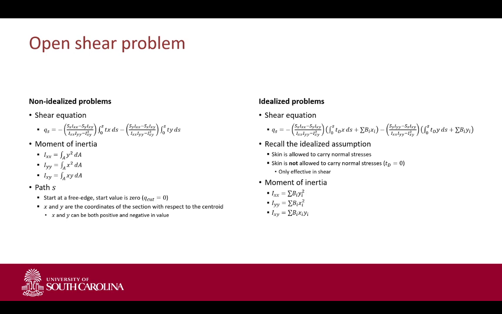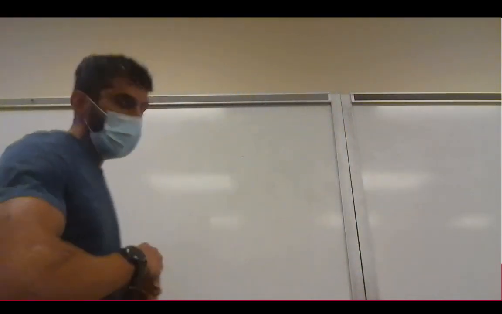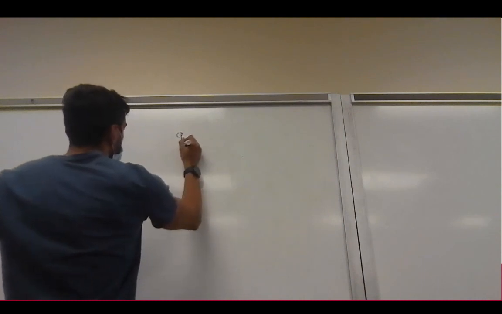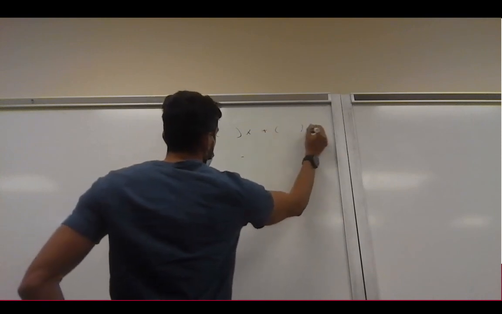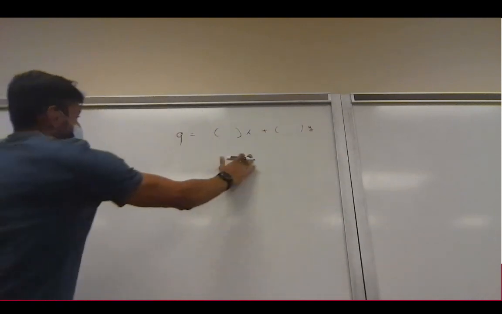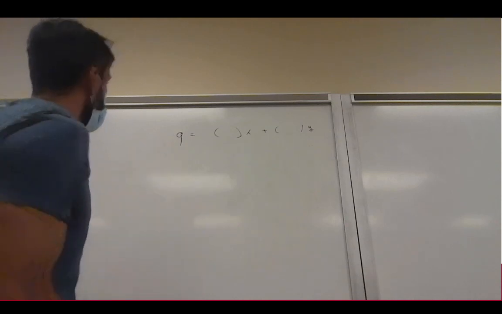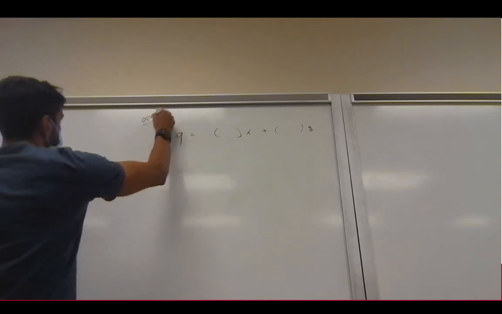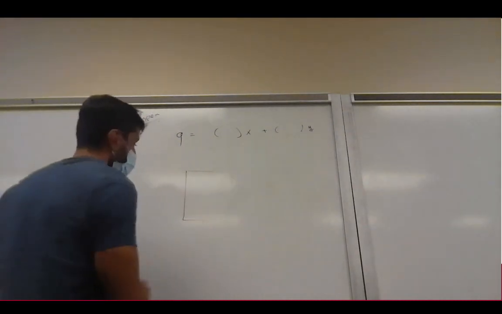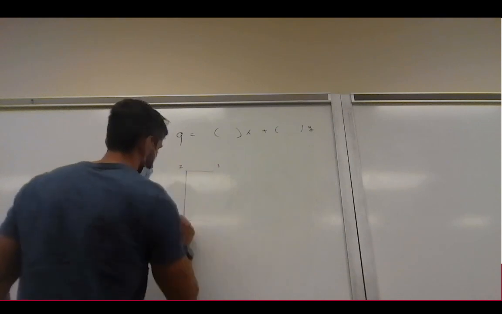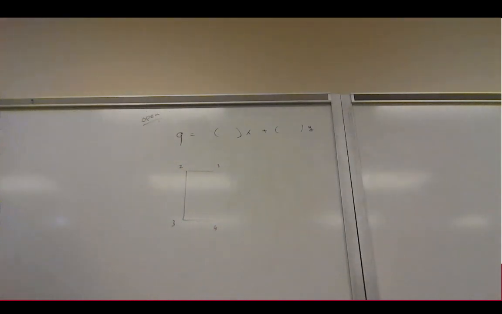So what is important, again, let's go to the board. What we see is that our shear flow, q, is a function of x plus and so on, a function of y. First of all, we're talking about open sections, and you always start at an open end. So this is our shear flow problem. You start at point 1, or you start at point 4.